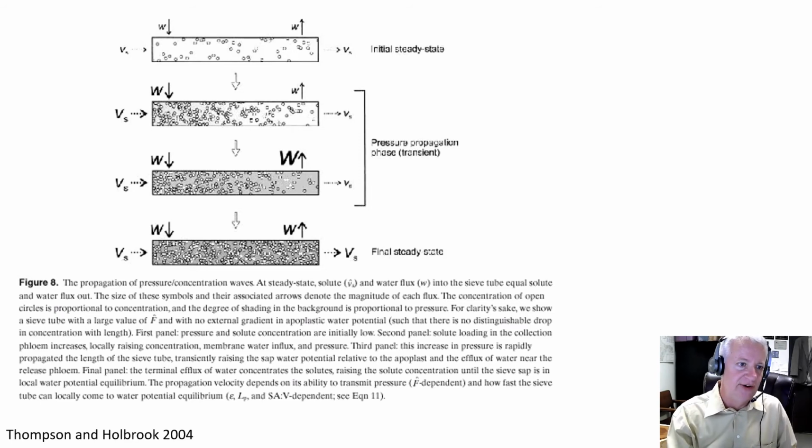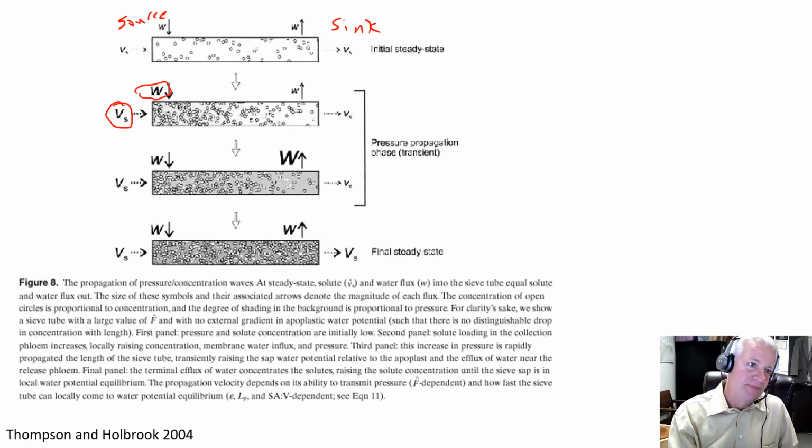So what they're showing here is steady state, and this is from source on the left to sink on the right. And what they're showing is that here's an initial steady state, and at this point there is increased loading of solutes into the phloem, and that's associated with increased loading of water. And that's associated with the propagation of a pressure wave, and that shading, that increased shading, you can see that travels faster than the little circles, which are the solutes.